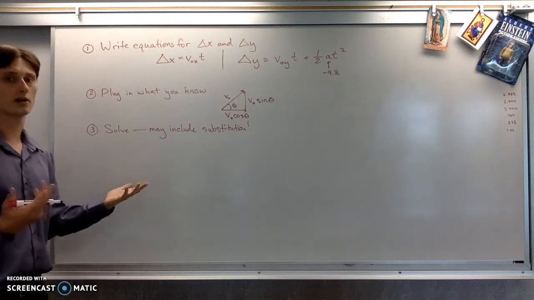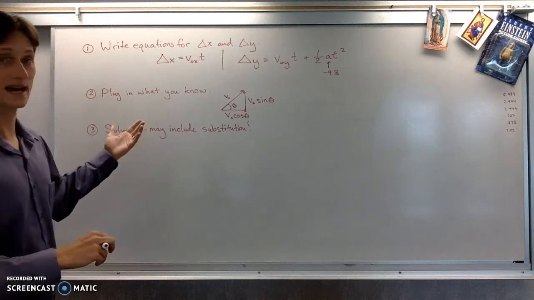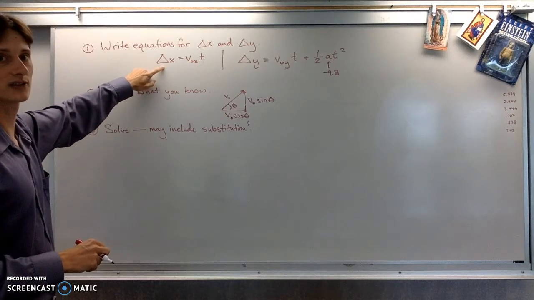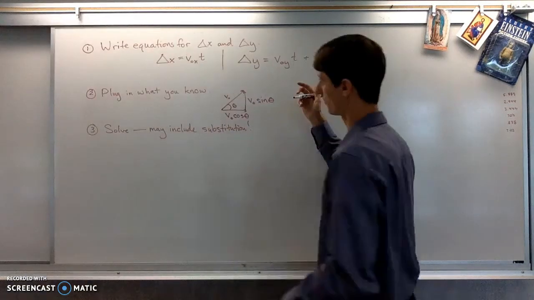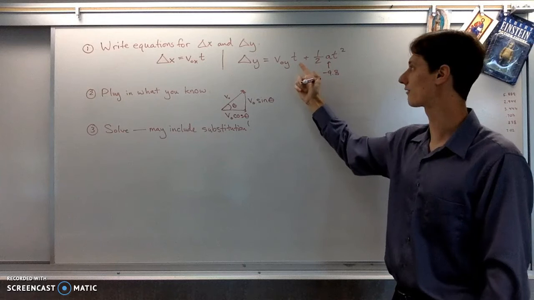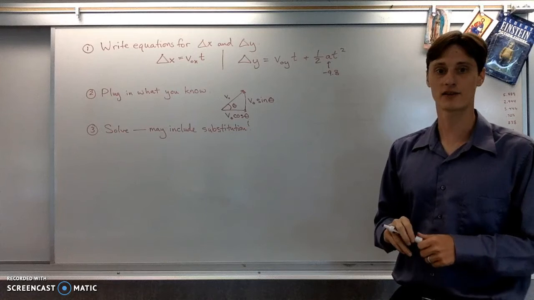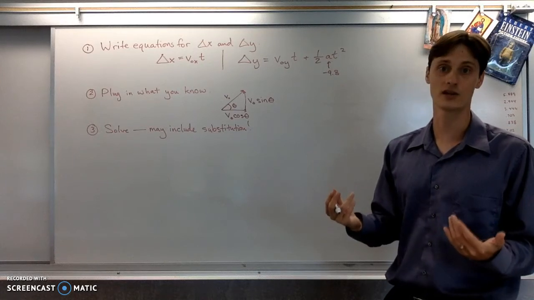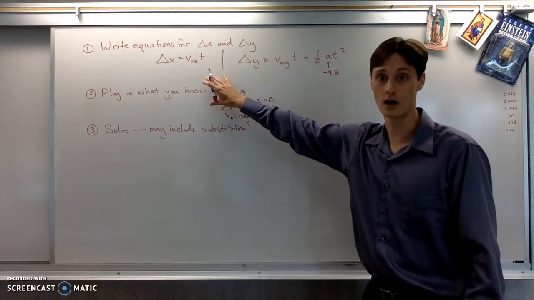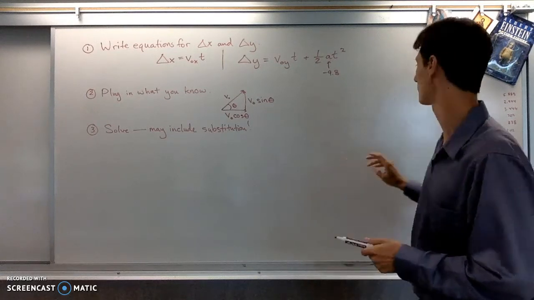Last step is solve, that's pretty generic, which may include some substitution. So if you had it set up in such a way that you didn't know t or delta x, you can't get there from here. But presumably if you don't know those two things, you have enough information over here that you can find the time and then plug in over there. All right, so that's a general setup of how a lot of kinematics equations are going to begin. So start with these two equations, plug in what you know, and then follow the math and see where the answer ends up.